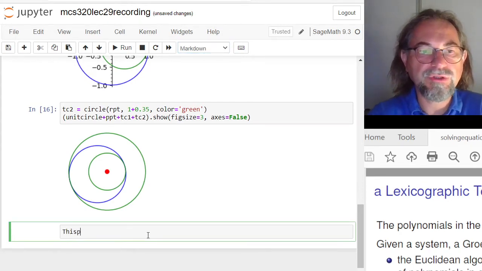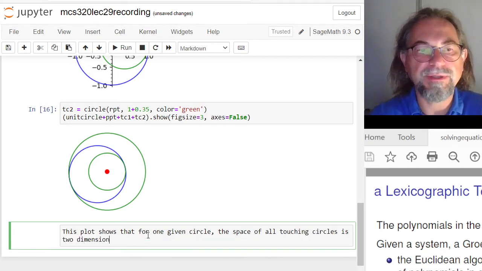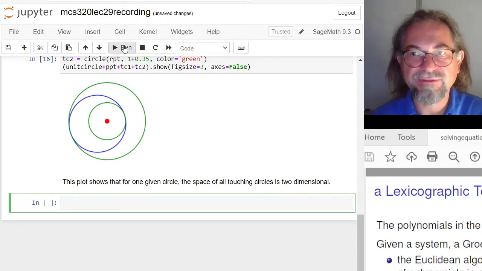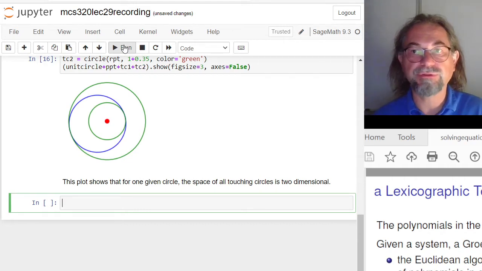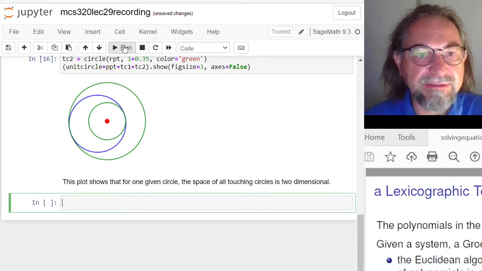This plot shows that for one given circle, the space of all touching circles is two-dimensional. There are some special points. Putting the red dot right at the center of the blue circle will give actually only one solution. That's the blue circle itself. And you can see that this is a limiting case.